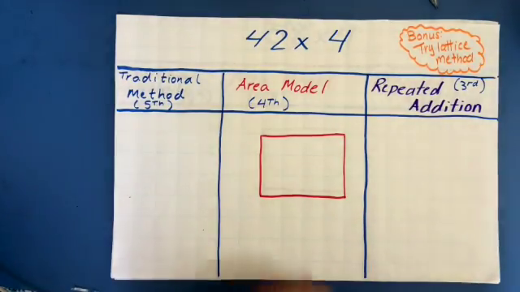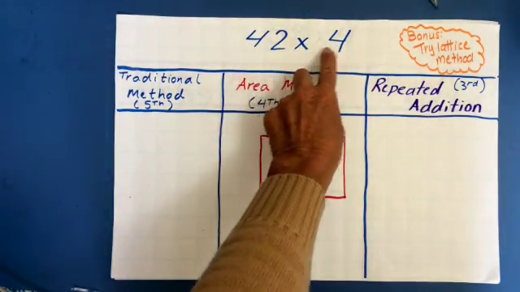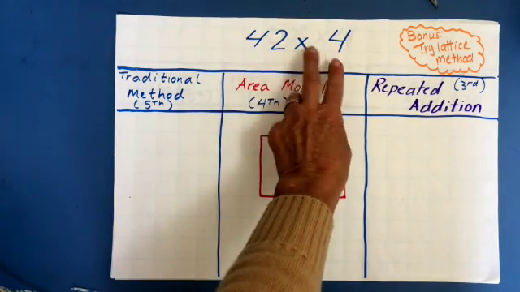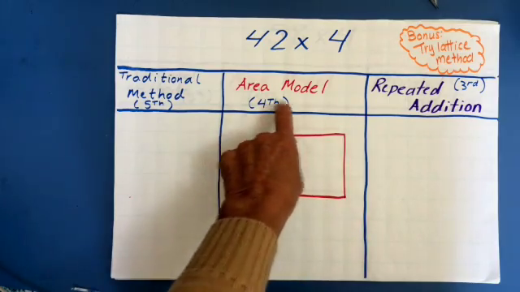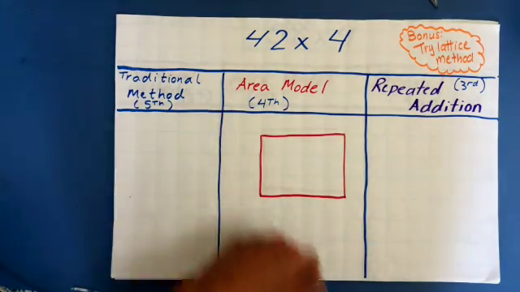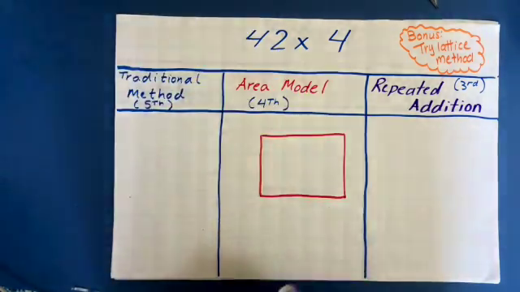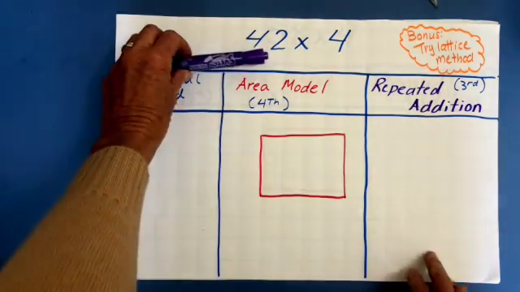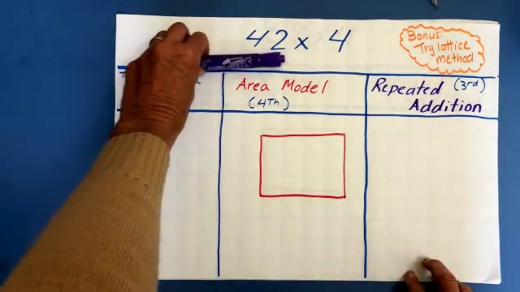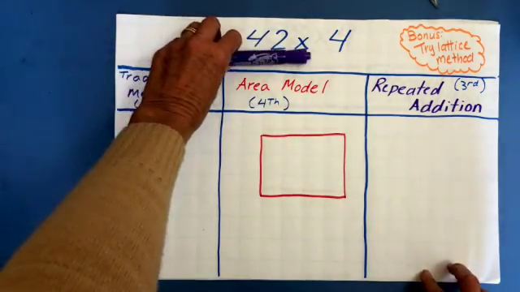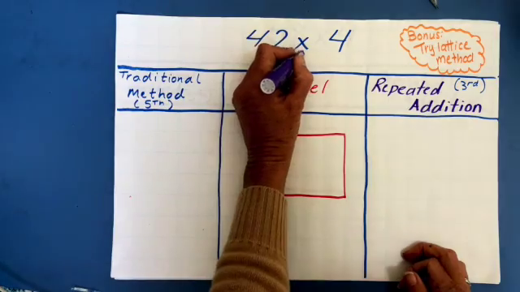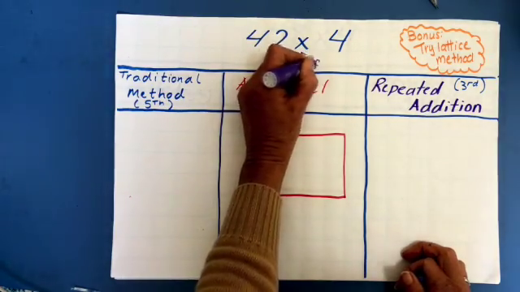Right, this is going to show you how to do 2 by 1 digit multiplication problems. I'm going to show you 3 methods: repeated addition, area model, and traditional method. So repeated addition for this problem. This problem right here says 42 times 4, or 42 groups of 4.